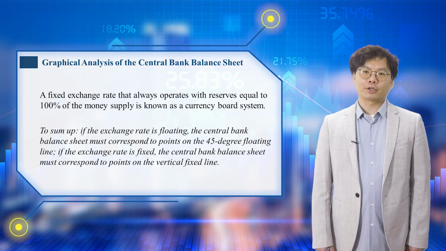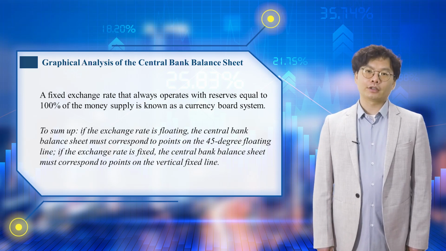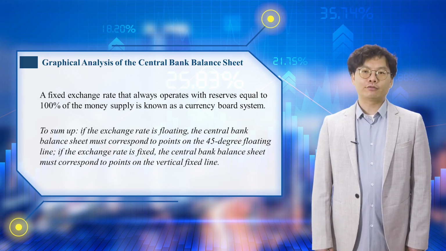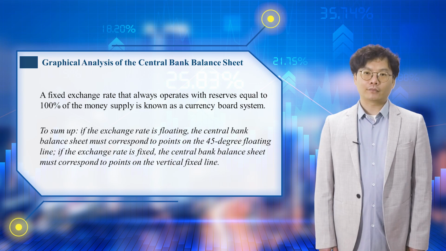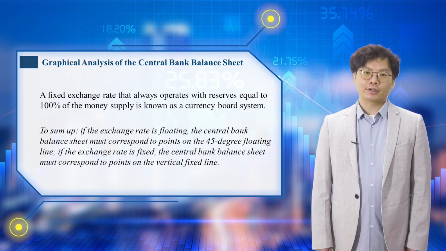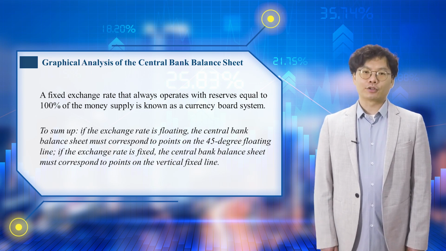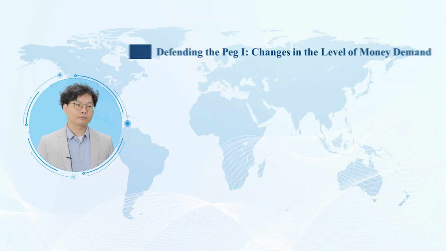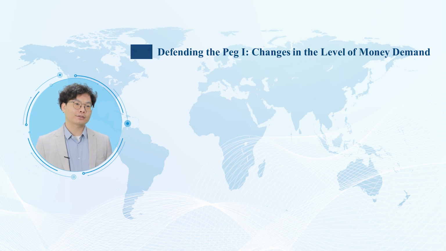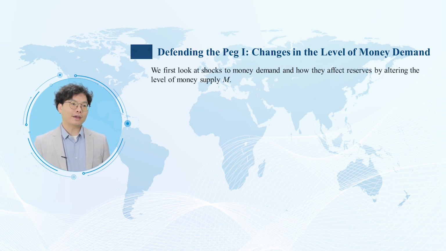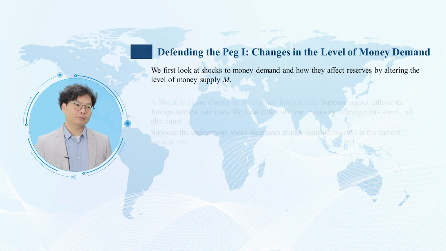To make a short summary, if the exchange rate is floating, the central bank balance sheet must correspond to points on the 45-degree floating line. While if the exchange rate is fixed, the central bank balance sheet must correspond to points on the vertical fixed line. Various kinds of shocks can affect the stability of pegs. Firstly, let's look at how shocks to money demand influence it and how the central bank defends the peg.